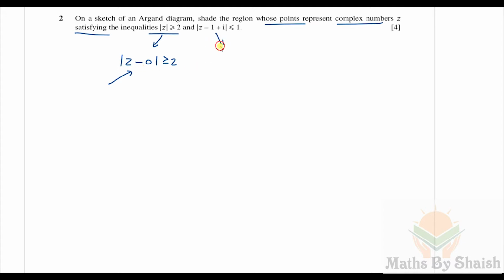For this one it can be written as modulus z minus 1 minus i is less than or equal to 1. Here the center of the first was the origin, and here the center is 1 comma minus 1. This is less than or equal to 1, so we will shade the inner part of the circle, and the intersection of those denotes the required region. I will draw it on PowerPoint and paste it here.